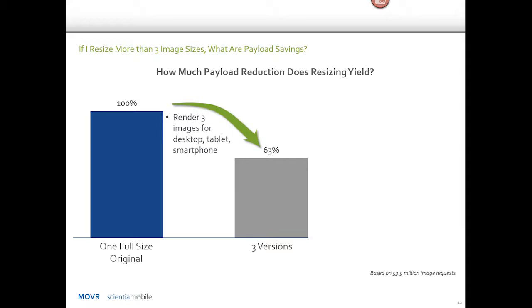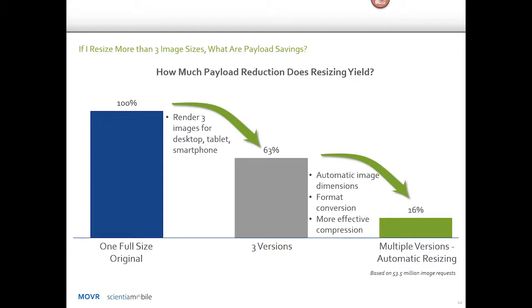So the important question is, okay, this might be a lot of work for me, getting beyond 3 images. What are the payload savings? What does this really get me? Well, we set the control as the one full-size image. This would be a full, let's say, 500K image. That will be our 100%. So we assume that we would be delivering this in the absence of any sort of resizing.